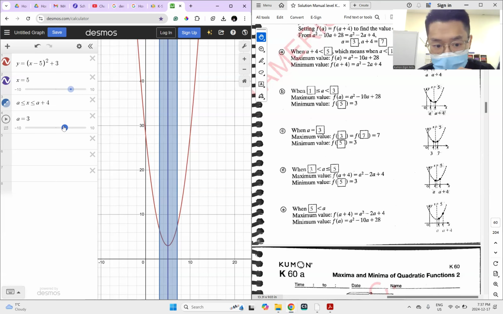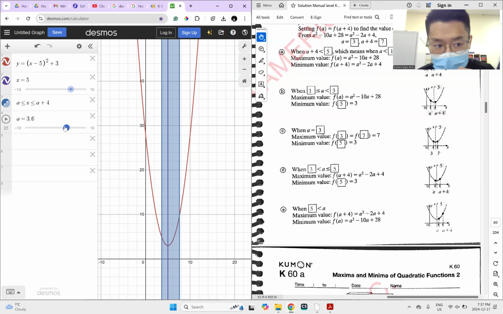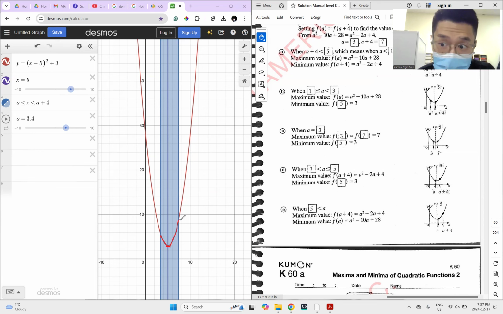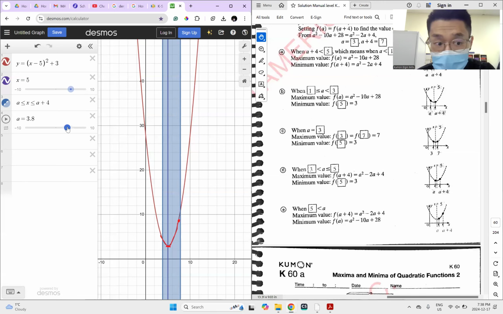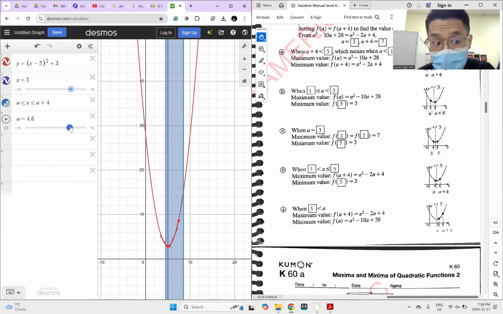So watch what happened, right? As you can see that, right? Let me use a number, let's say 3.4 over here, right? If it's 3.4, my graph is going to be covered here. As you can see that the minimum point is still the vertex, but my maximum point, instead of on the left side, now it becomes on the right side. And when does this right side end? The right side ends when A is greater, smaller, or equal to 5, or actually greater or equal to 5.